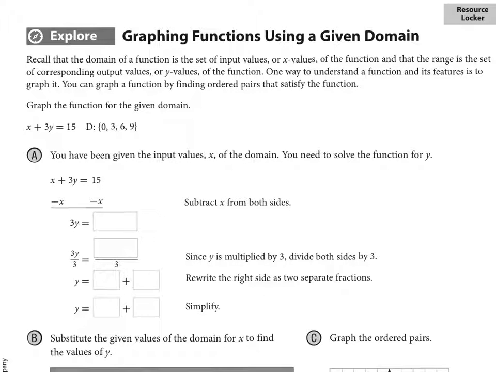Let's talk about first, what is domain? So when we look over here, domain is the set of input values or X values. We also refer to domain as our independent values. So there are X's, it's what we're plugging in. Our range is the set of corresponding output values or Y values. It's what you get after you plug in values into a function.